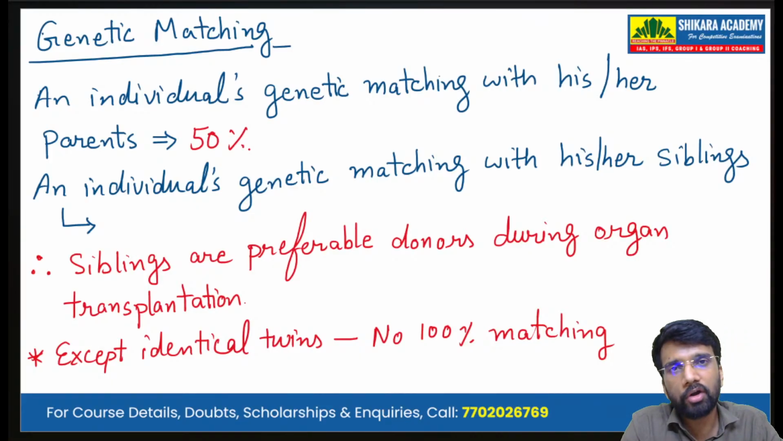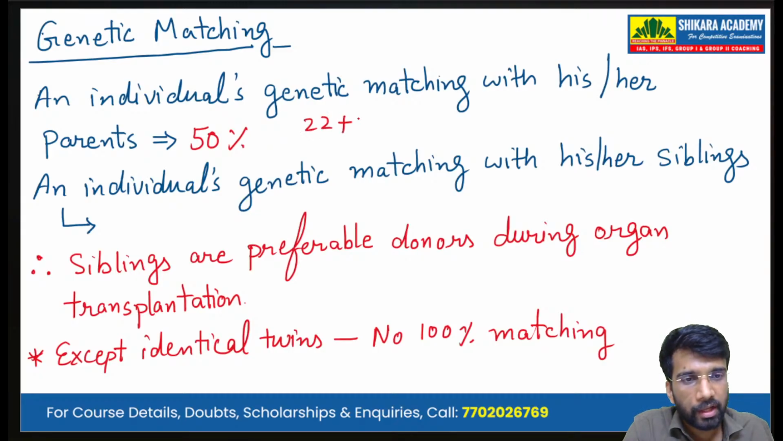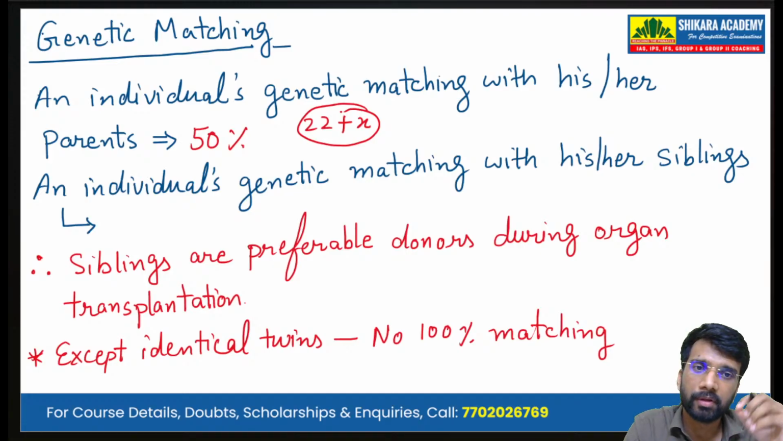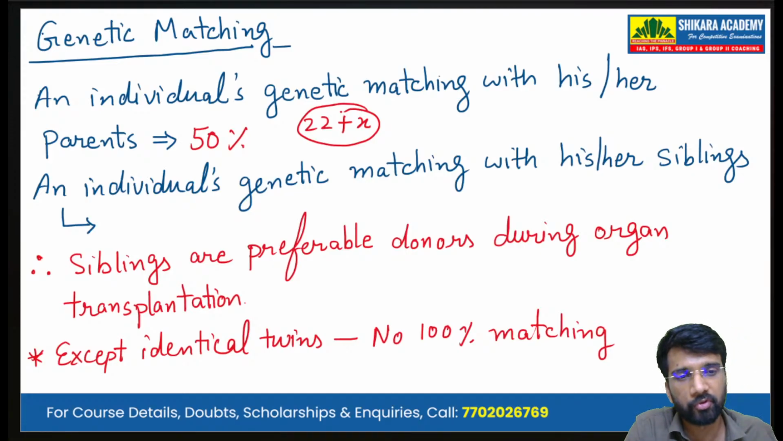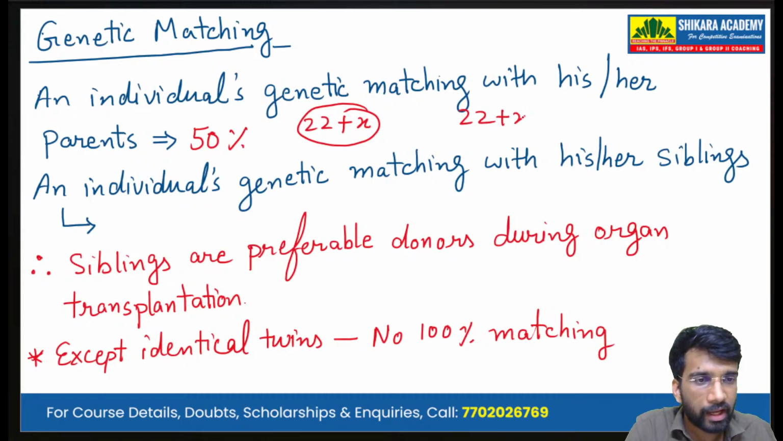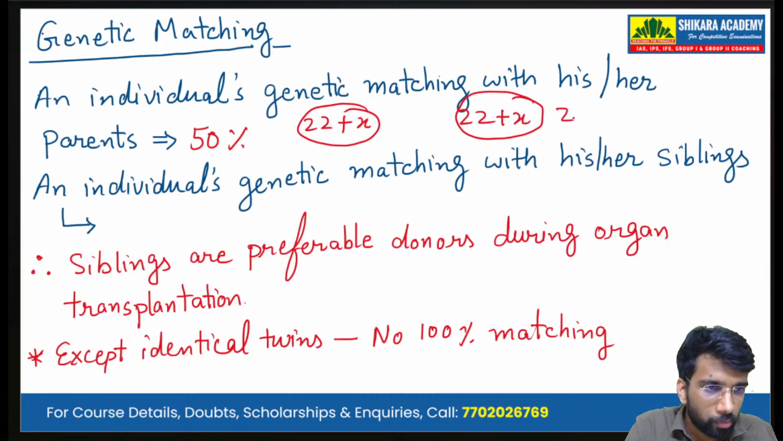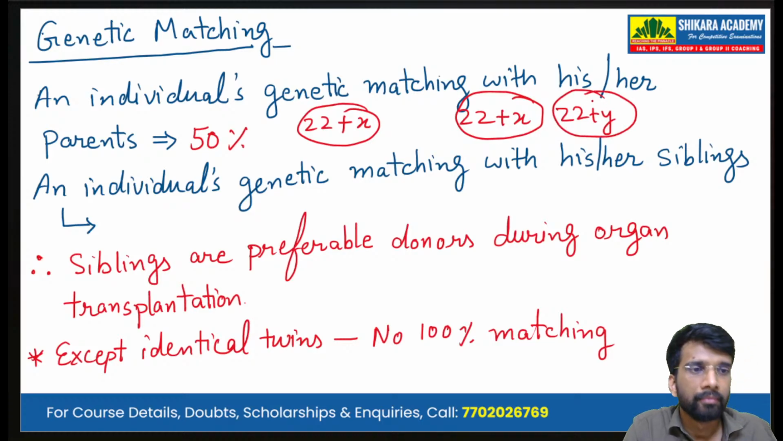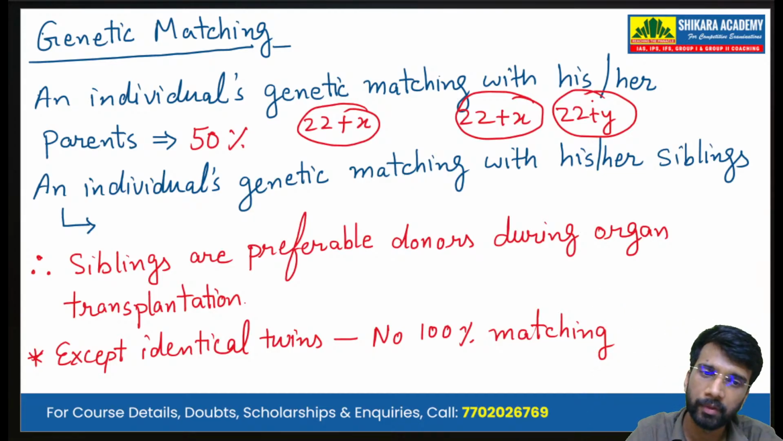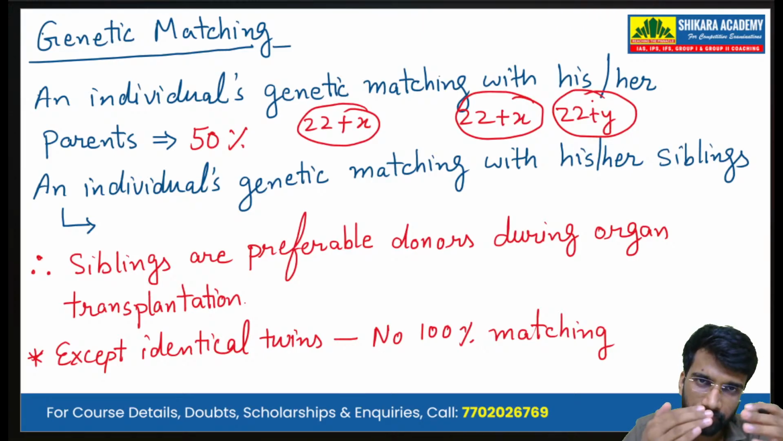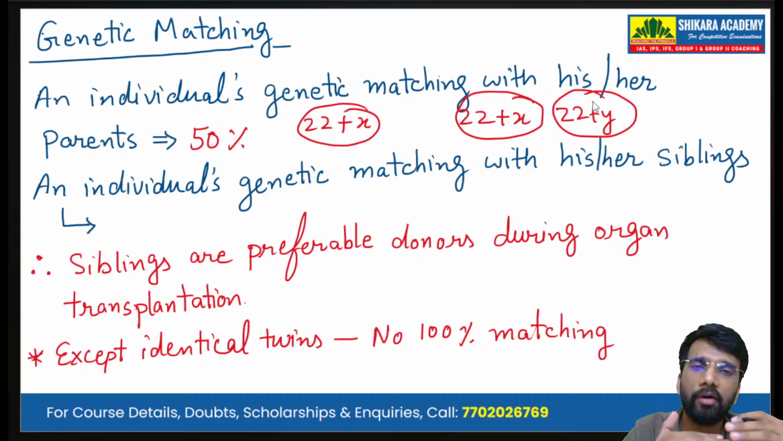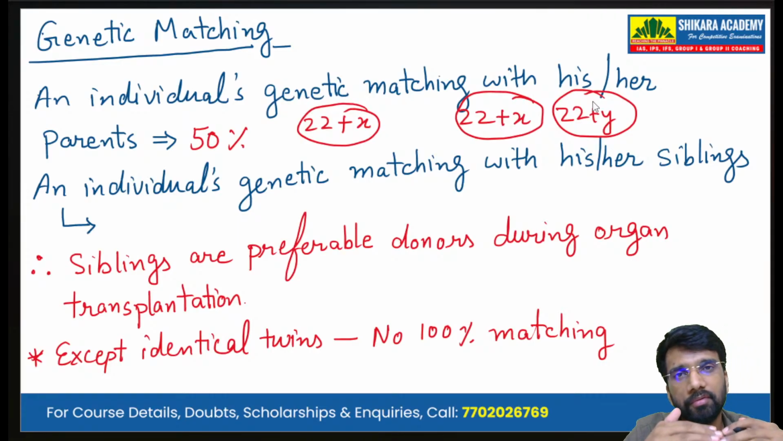It is because you have got 50% of your chromosomes from each. Remember, you have got 22 plus X, that is 23 chromosomes, from mother, and 22 plus X or 22 plus Y from your father. So you got half the number of chromosomes from mother and half from the father. That is why genetic matching with the parents is 50% for any individual.